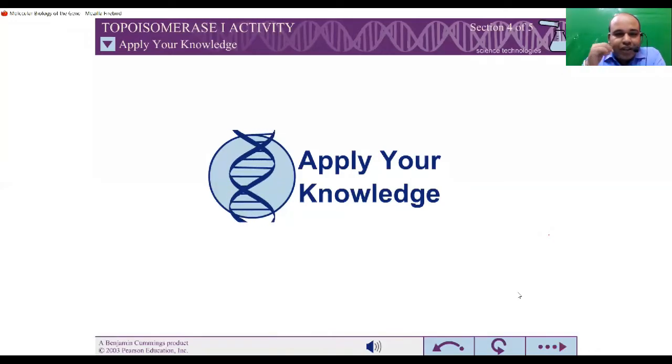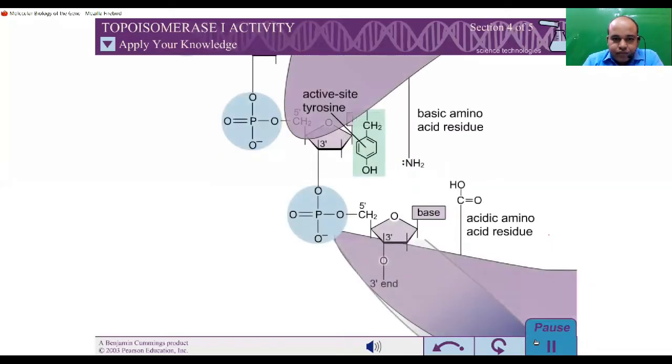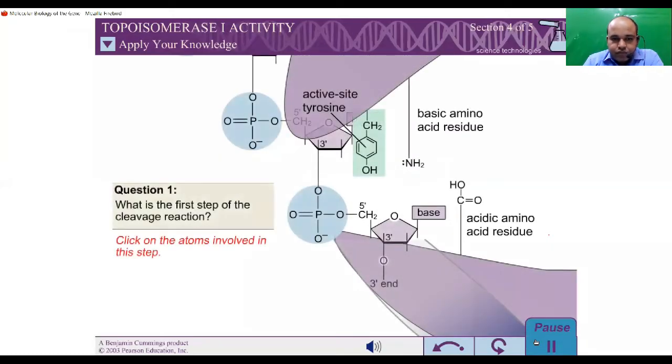अब हम type 1 topoisomerase की activity के साथ में कुछ interesting questions को देखते हैं, that how well you are able to understand your knowledge with these questions. Okay. Question 1. What is the first step of the cleavage reaction? Click on the atoms involved in this step. Now, the first step of the cleavage reaction.